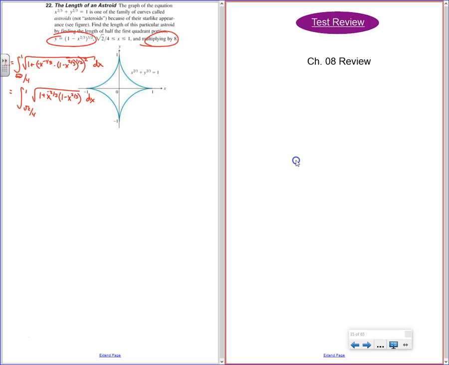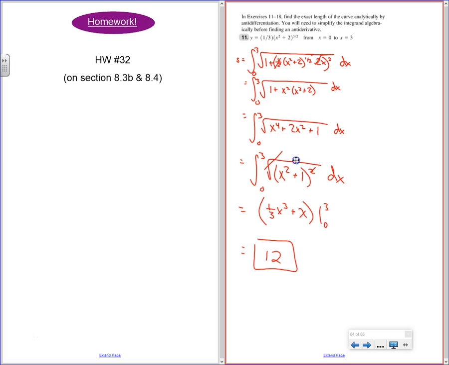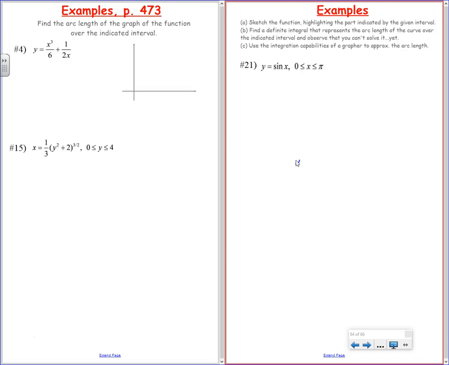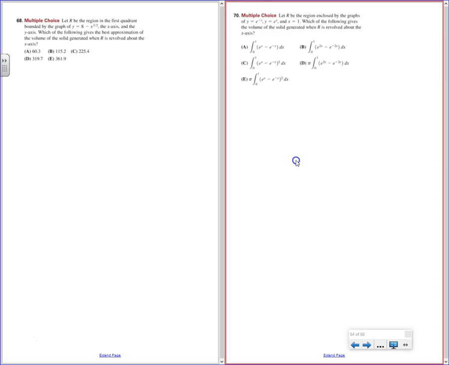Kiddos, that is the end of section 8.3. Oh, I just went way too far. Wow. Sorry. Section 8.4. Ah, there are 2 endeavors.